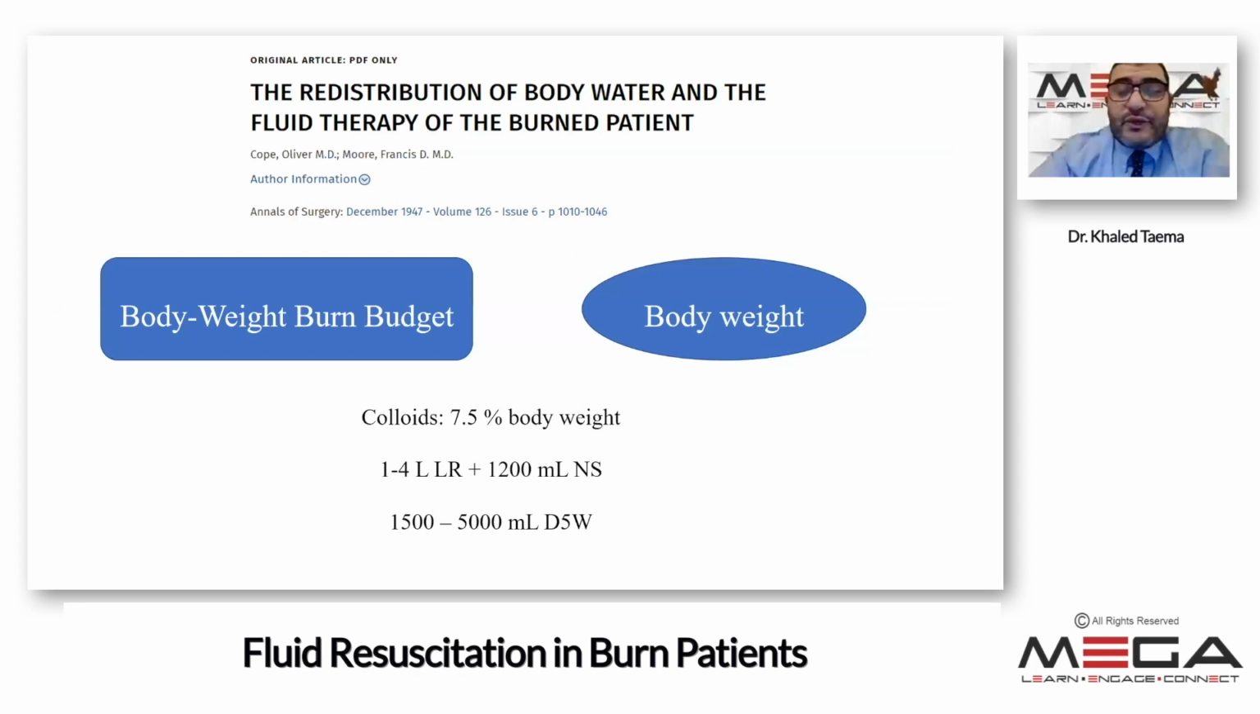In 1952, Evans formed the first formula to combine the use of the burn surface area and the body weight: normal saline of 1 milliliter per kg per percent of burn area, in addition to colloid of 1 milliliter per kg per percent of burn area, in addition to a fixed volume of 2 liters of glucose in water. This is during the first 24 hours.